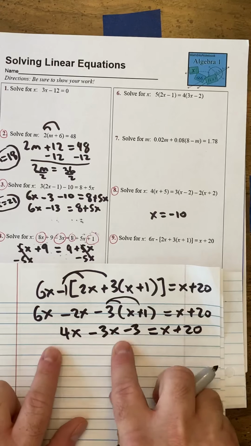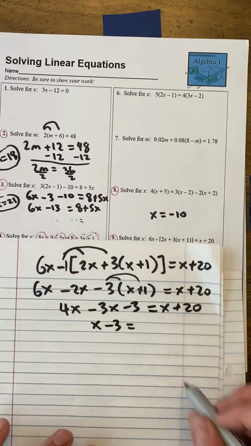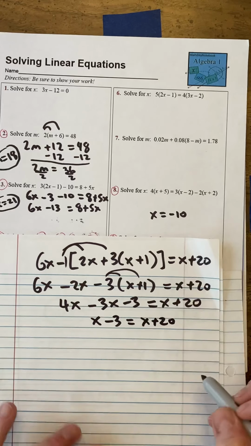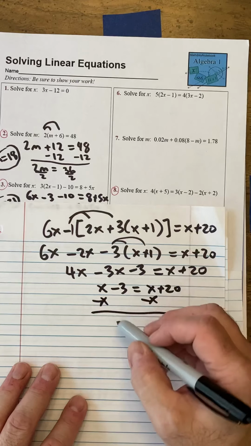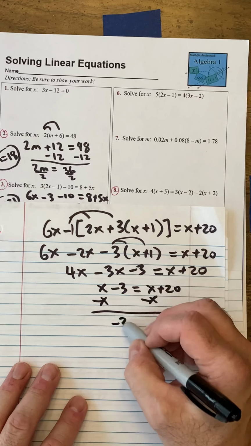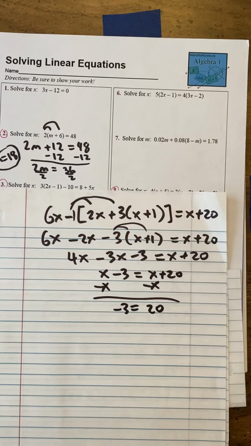We can combine some more. 4x minus 3x is x, so we get x minus 3 equals x plus 20. And now we're going to have the situation where you subtract x from both sides. You have no x's left. You have negative 3 equals 20. Now, that is not a true statement.